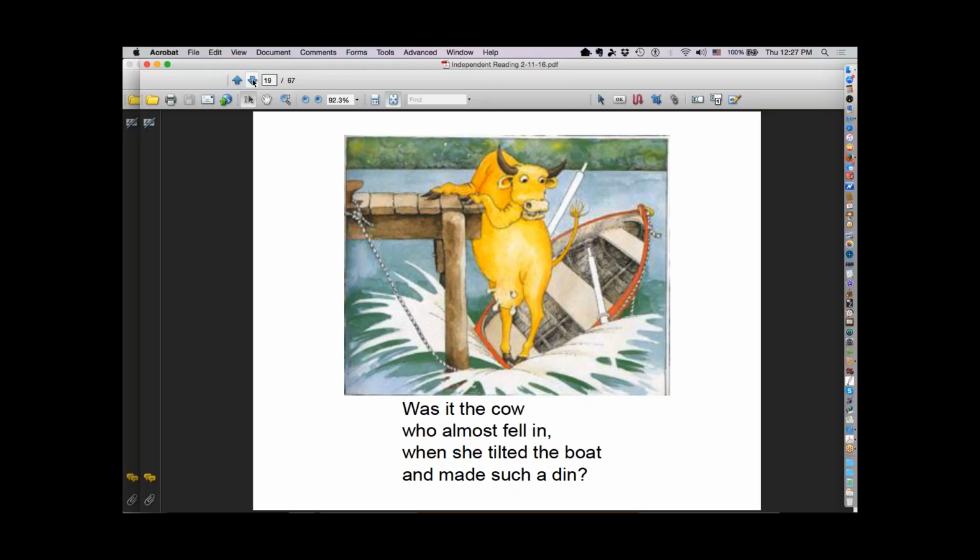So here we see some other examples of enrichment. So yes, there's some fun rhythm there, and there's some rhyming, but we also have some words like din. Din is an easy word to decode, but it's a word students might not know, and so there's a great opportunity for telling them, well, din just means a really loud noise, okay? So we get to help them with that. And she tilted the boat. We've got this lovely graphic that shows us what it means to tilt the boat. Again, might be a new vocabulary word.